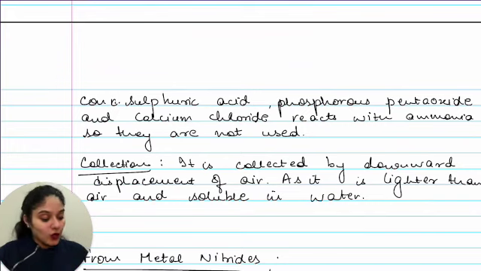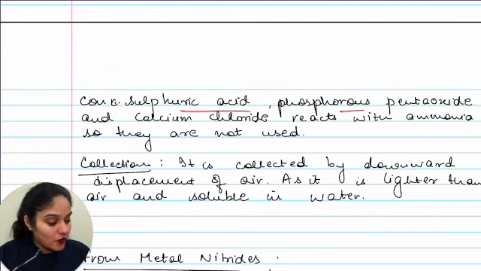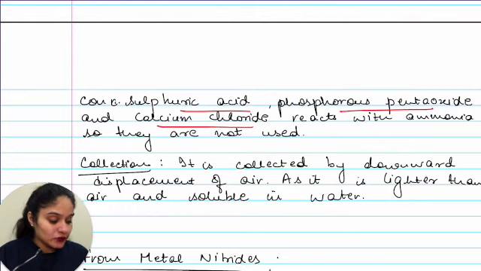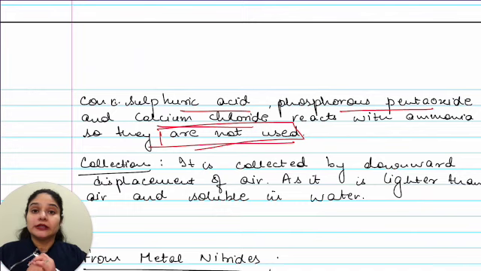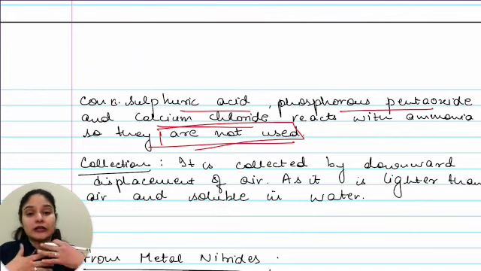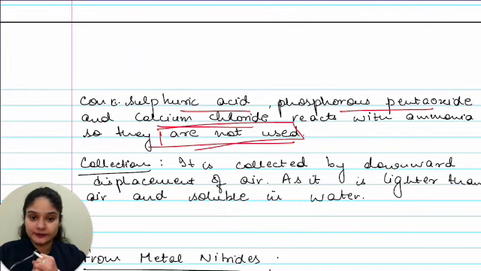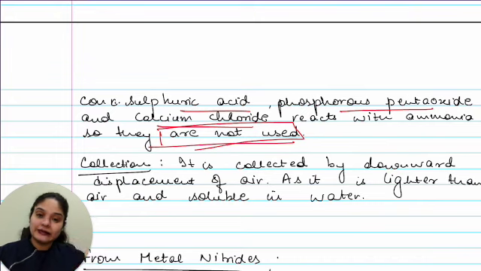Concentrated sulfuric acid, phosphorus pentoxide and calcium chloride react with ammonia, so they are not used. Why do they react with ammonia? Because ammonia in nature is an alkali gas. So, for example, if we take sulfuric acid, it's an acid, and ammonia is alkali in nature.